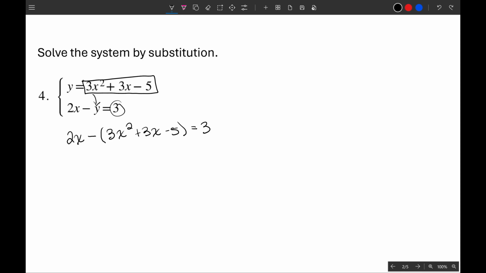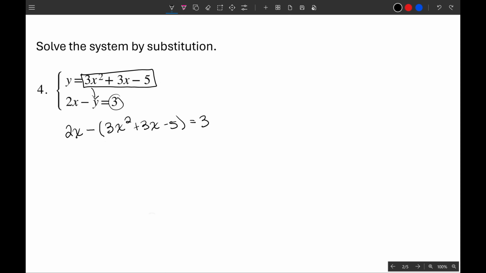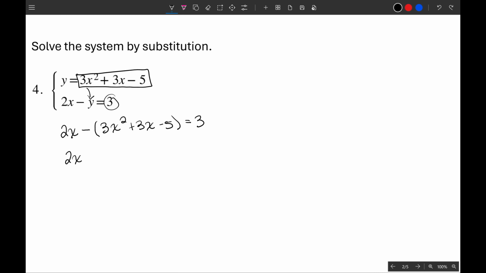Now it's just a matter of simplifying so that I can solve. So I am going to distribute the negative. That gives me negative 3x squared, negative 3x, and positive 5 equals 3. Now let's just combine like terms. So I have a negative 3x squared, 2x and negative 3x make negative x.